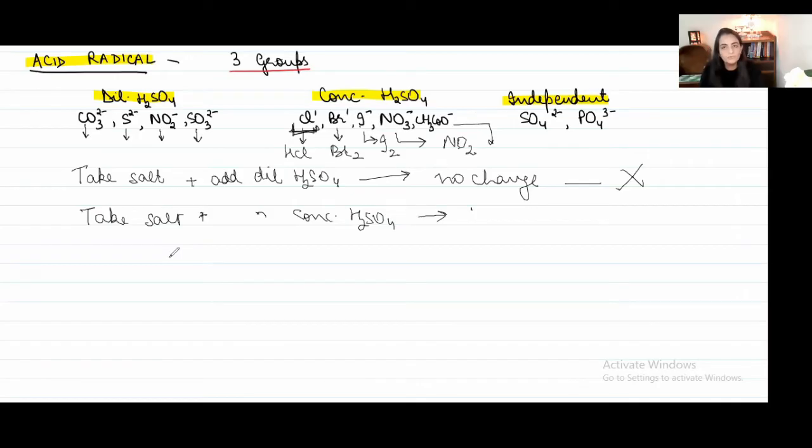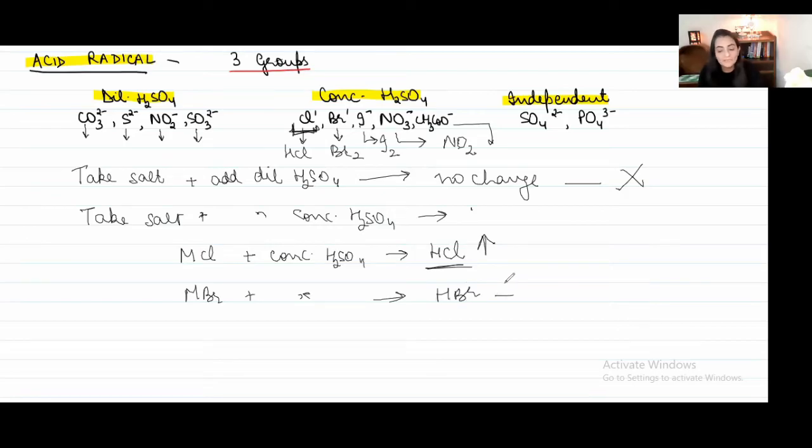Now here I would like to explain one very important point. Let us say you have a metal chloride. When you add concentrated sulfuric acid to this chloride, you get formation of HCl, which we observe in the form of a colorless gas. Now, if instead of a metal chloride you had a metal bromide, it with concentrated sulfuric acid will also liberate HBr, but HBr with this oxidizing acid, sulfuric acid, is going to convert to bromine.